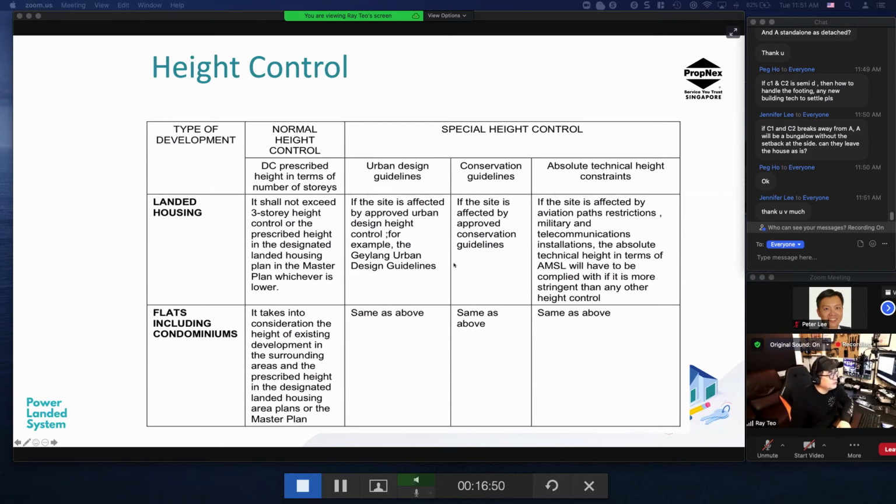However, in some areas, there are absolute technical constraints.